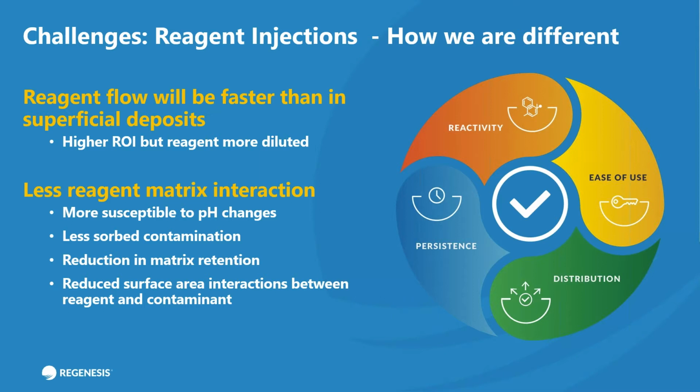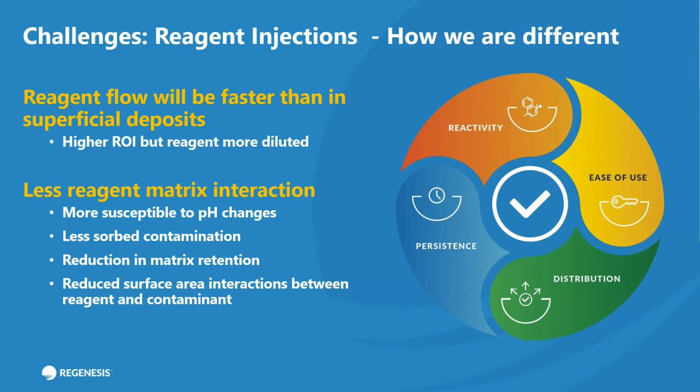Second is persistence. Because the reagent flow will be faster in fractured bedrock than in superficial deposits, you want something that is appropriately soluble. You don't want something that is going to wash away and require multiple injections. You want something that's going to hang around, but also be appropriately reactive. So an example would be vegetable oil. If you were to inject vegetable oil into these settings, it might be persistent, but it will take a while to start fermenting. So you haven't got something that is appropriately reactive.